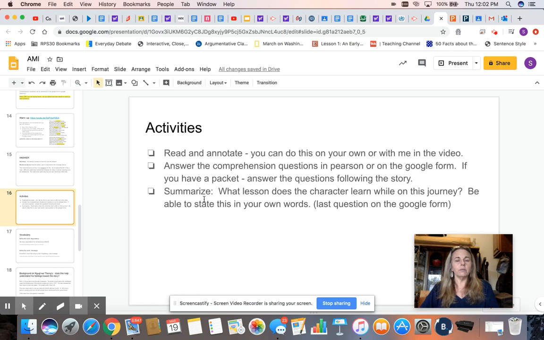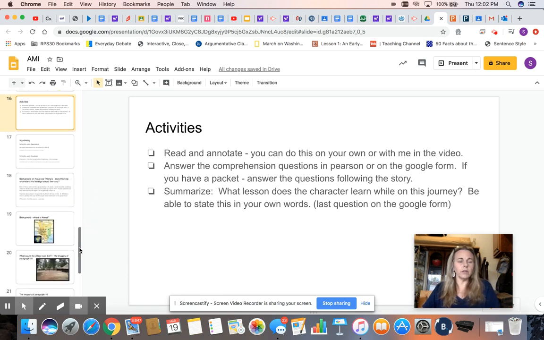Summarize. We're trying to answer the question, what can we learn on a journey? And so what does our character learn today on his journey? Be able to state that in your own words. That is summarizing. So we're going to use the author's ideas to summarize the lesson that we learn about a journey from reading this. And our lessons might be different. Some of them might be the same, but they might be different. Okay, this is also on the Google form if you're answering that, so you can answer there.